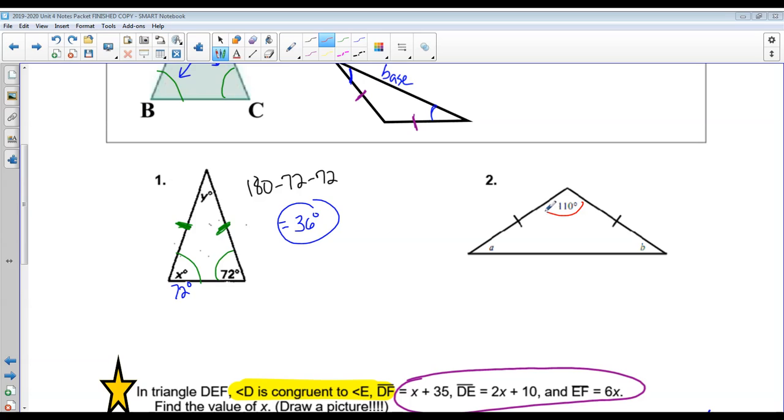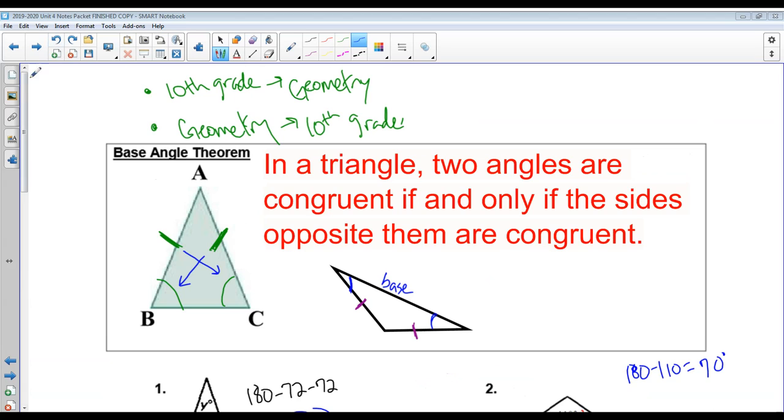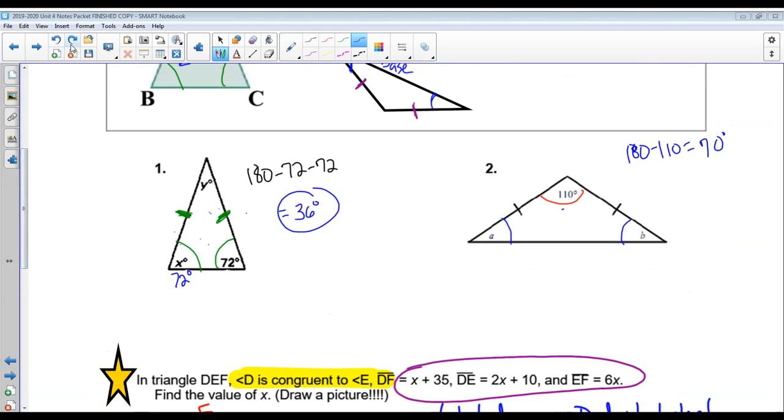Same thing here. There's my 110. I can think about what's left over, but the thing you have to be careful of here is there are two angles left, those two congruent base angles. So if I take my 180 and subtract what I've used up, which is 110, that gives me 70 degrees left over. But it wouldn't make sense for these both to be 70, right? That would put us way over our 180 degrees. So what I have to do is take my 70 and cut it into two equal pieces. That tells me each of those angles will be 35 degrees.